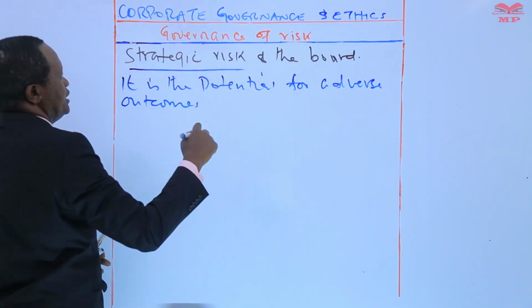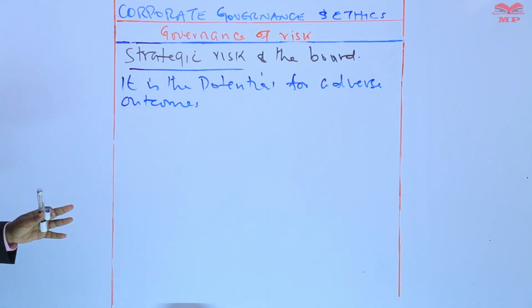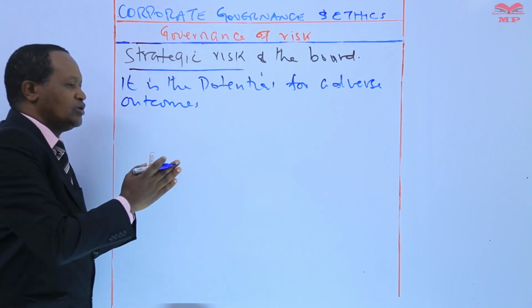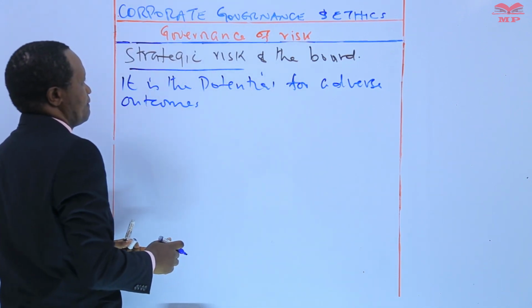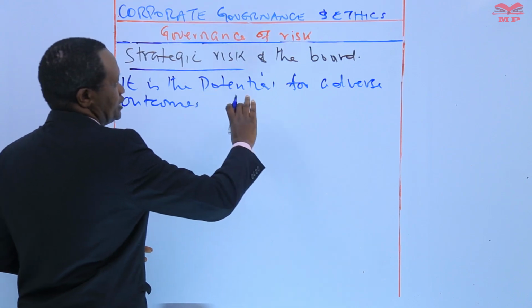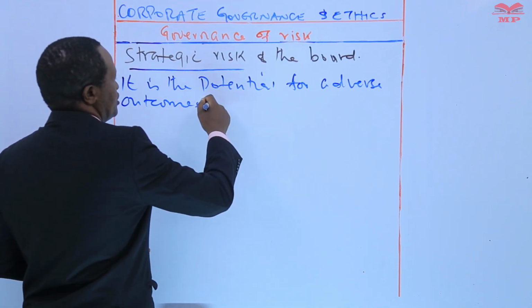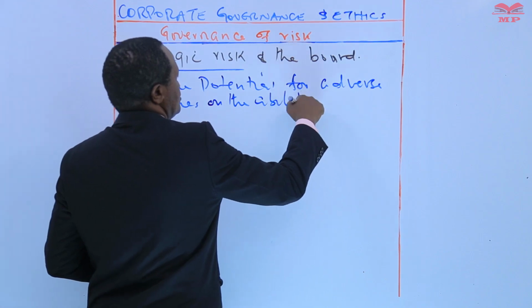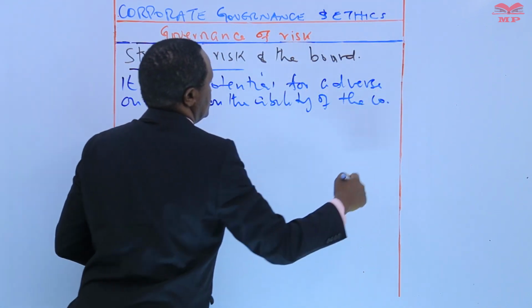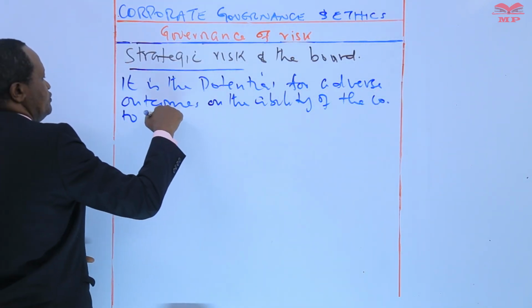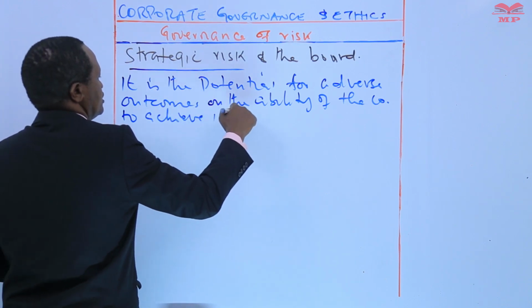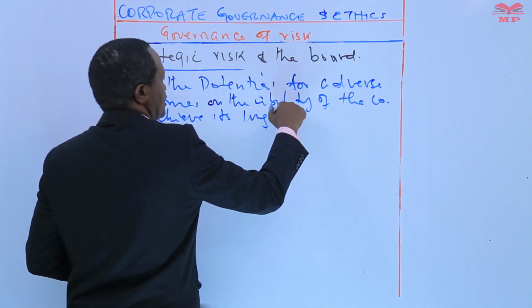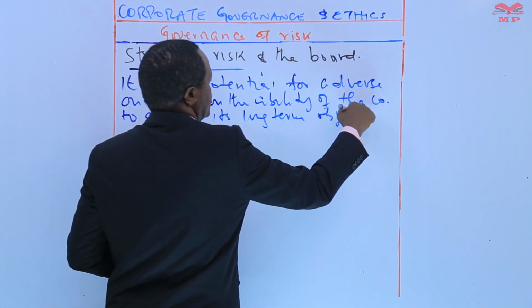Strategic risk is the potential for adverse outcomes on a company's ability to achieve its long-term objectives. It is the potential for adverse outcomes on the ability of the company to achieve its long-term objectives.